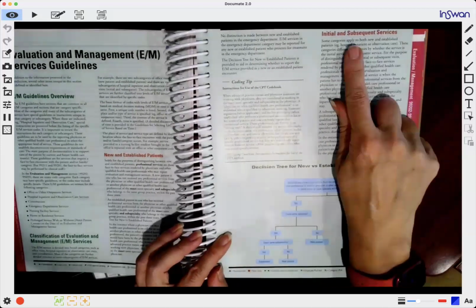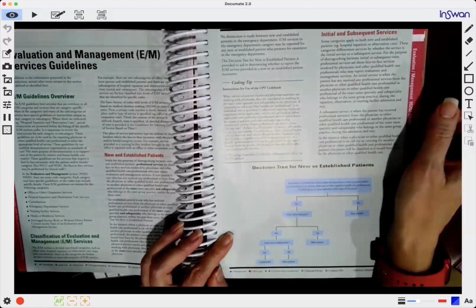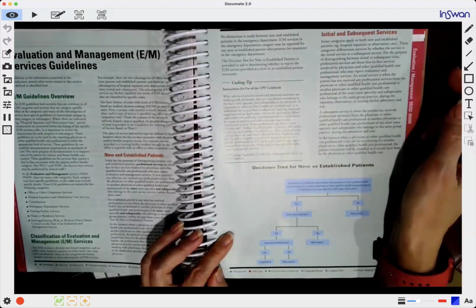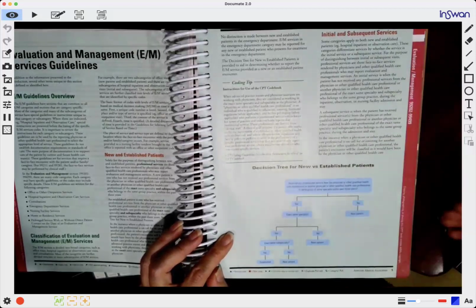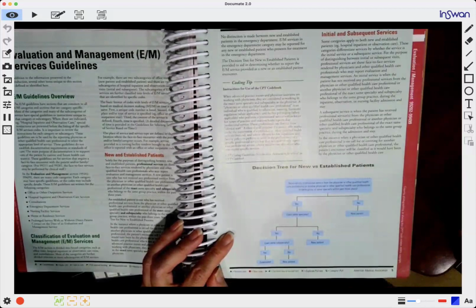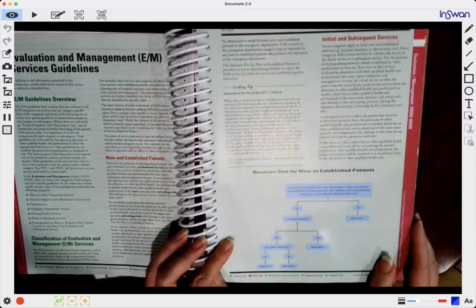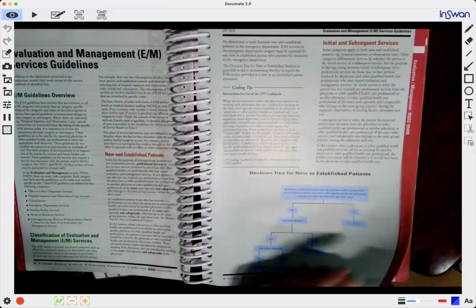And then some are the initial versus subsequent. So like an inpatient, for example, the initial service is when they're first admitted. And then subsequent service would be every event that occurs after that initial admission. So the doctor comes back daily, maybe, to evaluate the patient. Those would be the subsequent services. So that's kind of the subcategories within the E&M codes.